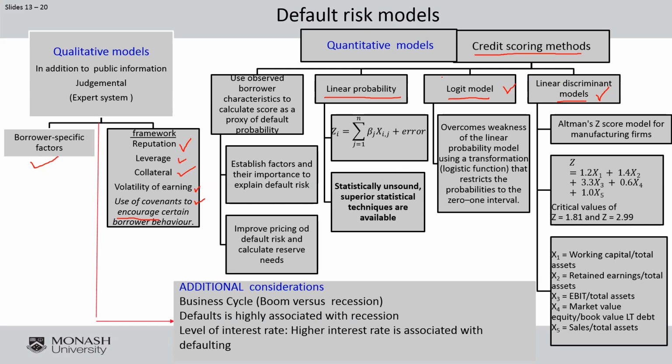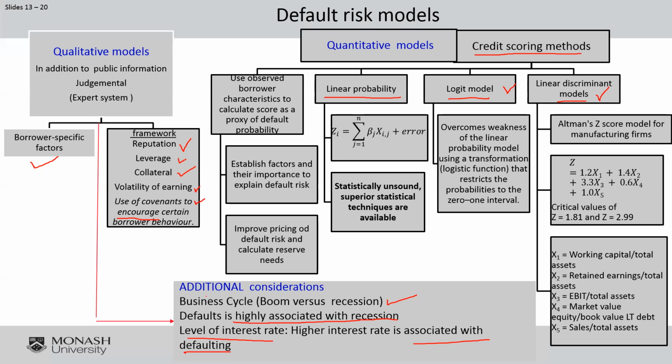Also, when we talk about qualitative models, you want to see the business cycle, whether we are in recession or in boom in the economy, because default is highly associated with recessions. We also have to look at the level of interest rate. Higher interest rates are associated with defaulting. So there are so many considerations you take when you give a huge business loan.